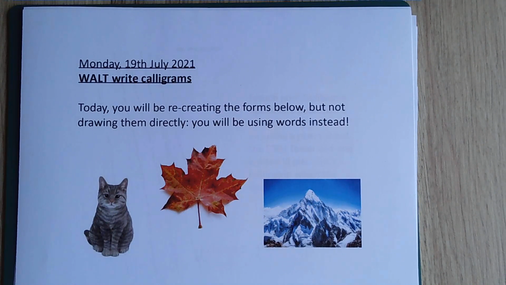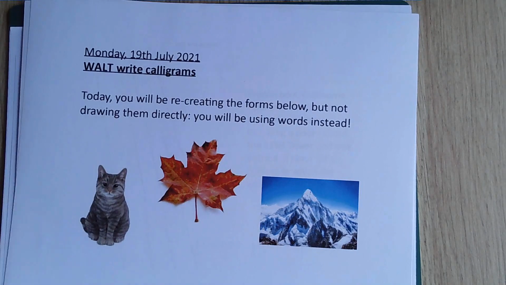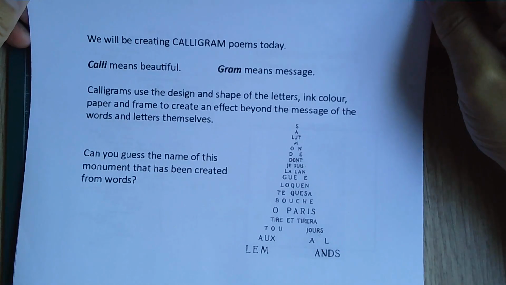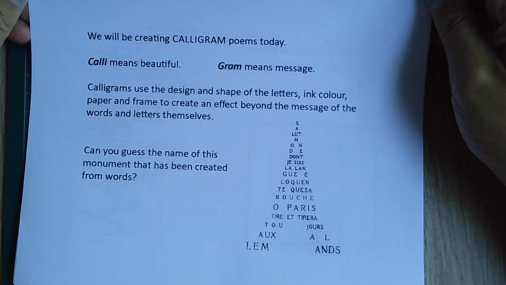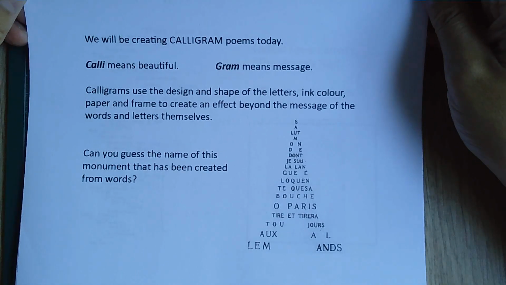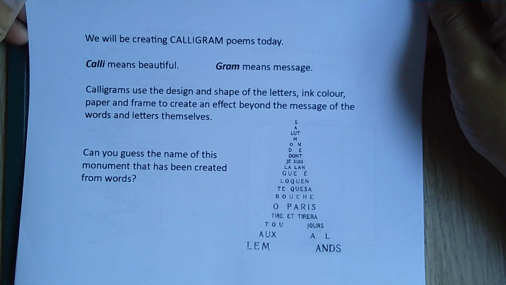Today we are going to be writing calligrams. Now, if you look at the pictures below, we are going to be recreating forms of them, but without drawing them. Instead, we are going to be using words. So today we are creating calligram poems. Now, calli means beautiful and gram means message. Calligrams use the design and the shape of the letters and sometimes the ink colour, sometimes the paper and the frame to create an effect beyond the message of the words and the letters themselves.